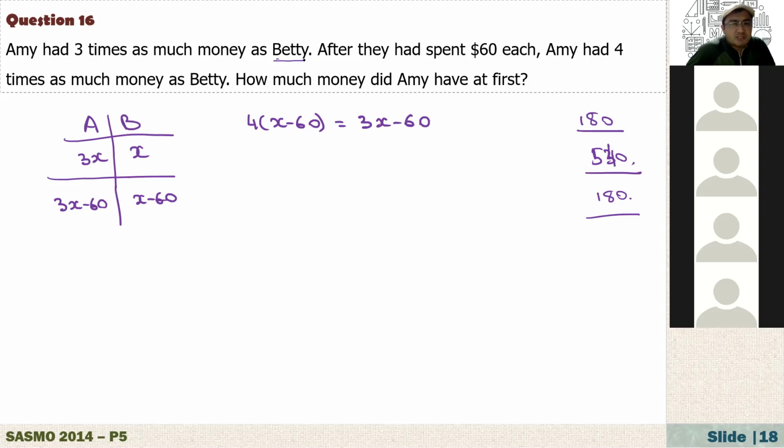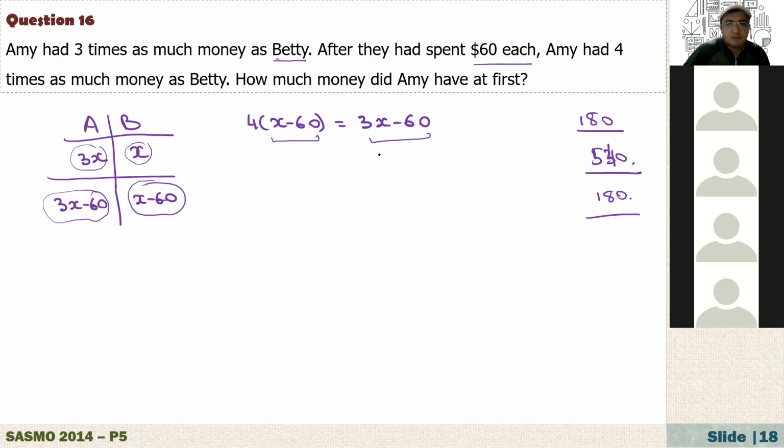So now in the question, it says that Amy had 3 times as much money as Betty. But how much does Betty have? We don't know. Suppose that Betty has X dollars at first. And then Amy has 3 times, that is 3X, right? And after that, it says that after they had spent $60 each, that means Amy has 3X, she spent $60. Now how much is left? It is 3X minus 60. And also Betty spent $60 and she had X dollars. So now she has X minus $60. In the question, it says that after that, Amy had 4 times as much money as Betty. Now 4 times Betty's money is equal to Amy's money.